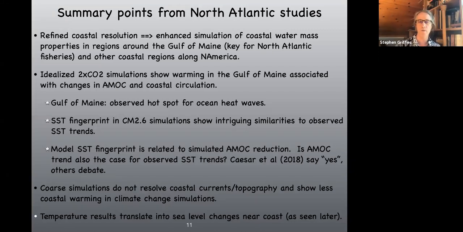I'm not going to go into that argument here because I know there's lots of debate regarding whether we are actually observing AMOC reduction or not. Caesar et al. have an argument that we are, others say that we're not. The coarse simulations in this particular region do not show much warming. They do not resolve the coastal currents, the topography, and the coastal warming in those climate change simulations. The temperature results translate into sea level changes near the coast, and I'm going to show some of that later. So of course, as you warm the coast, you also raise sea level, as well as change the Gulf Stream, you raise sea level.